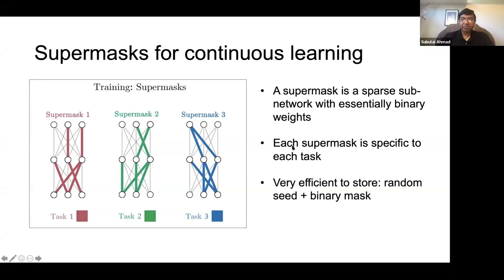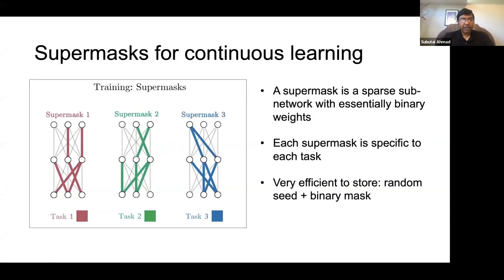Each supermask is specific to each task. And they make the point that this is really efficient to store. You don't need to store all of the weights. You just need to store the random seed that generated the weights. And then you have to store each of these masks, which are binary. Okay, so the only thing now is, okay, how do you learn these supermasks for each particular task?